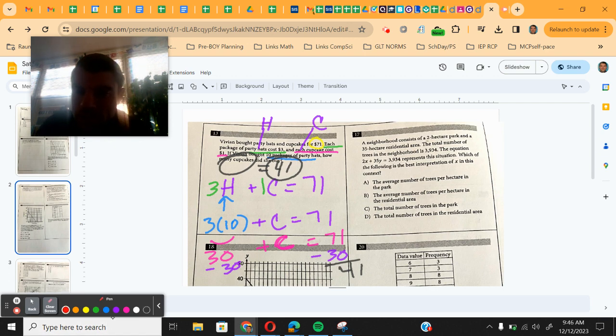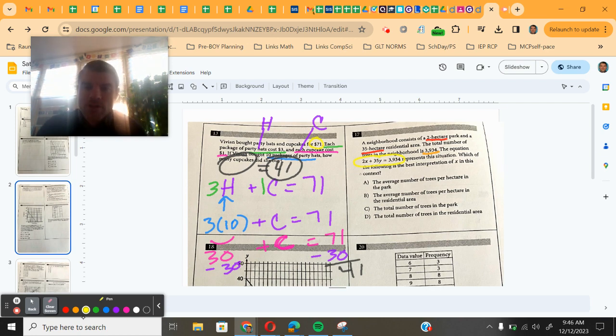A neighborhood consists of a 2-hectare park and a 35-hectare residential area. The total number of trees is 3,934. The equation is represented here. How nice, they gave an equation. Just like the other one we just did, this one has two different variables. This one has 2x and this one has 35y. So x and y. Which of the following represents x?